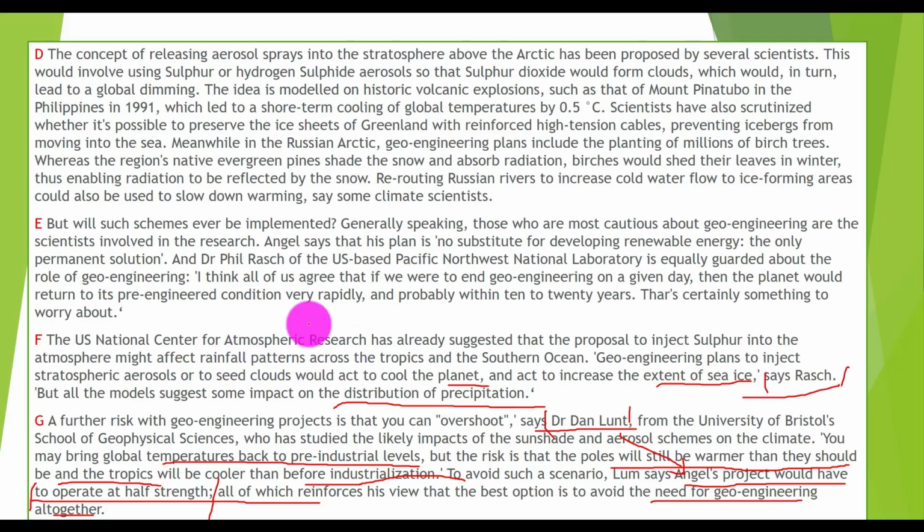Now, let's continue and go to paragraph E. But will such schemes ever be implemented? Now let's look for the names of the scientists. Okay, I found Angel says that his plan is no substitute for developing renewable energy, the only permanent solution. Renewable energy is our key for answer.